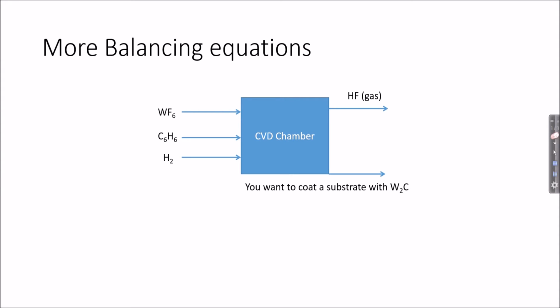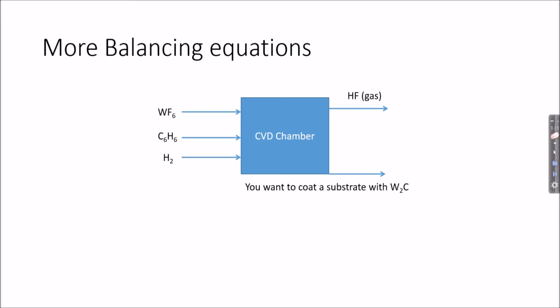Here, we have a chemical vapor deposition chamber. This is a scenario that one might encounter in a semiconductor fabrication facility, something very near and dear to my heart. We have a situation here where we're coating a substrate with tungsten carbide.